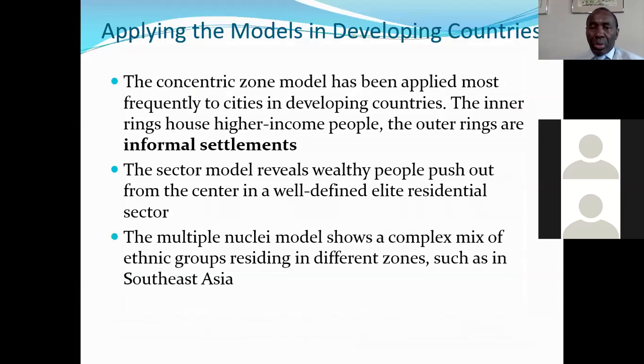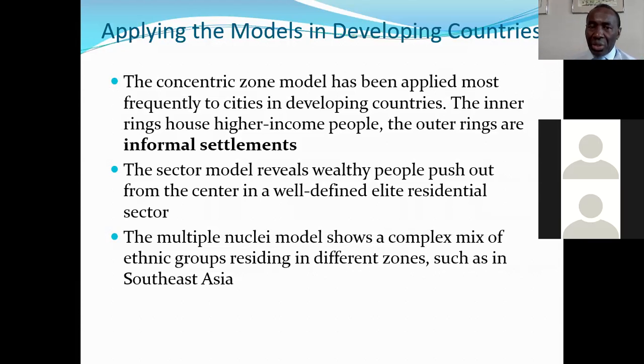The concentric zone model has been applied frequently to cities in developing countries. The inner rings have higher income people, just like in Europe. So there is some amount of similarity, at least where the very rich live. Like in European cities, the very rich in developing countries in Latin America and Sub-Saharan Africa and in Asia will live close to the downtown areas. And also the outer rings, unfortunately, consist mainly of informal settlements. What are informal settlements? These are ragtag houses where the immigrants that are coming from the countryside, from the villages to the cities in search of jobs, live. We're going to talk a little bit more about informal settlements shortly.